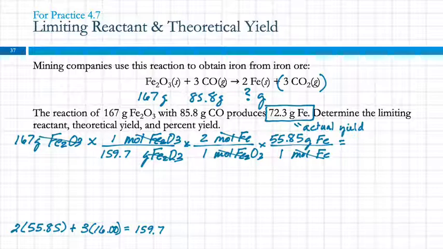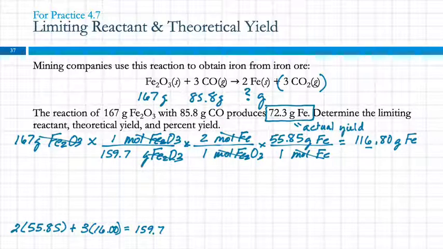So 167 divided by 159.7 times 2 times 55.85. The book is really predictable in some ways. They almost always give you 3 significant figures. So if you have trouble with sig figs, try just rounding things to 3 sig figs at the end. That's probably good. 3 or 4, almost always.